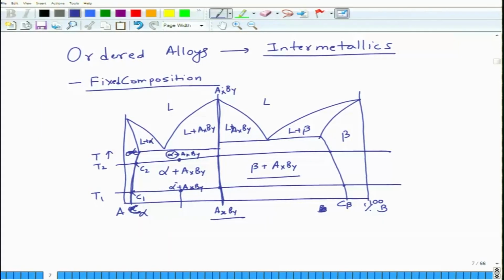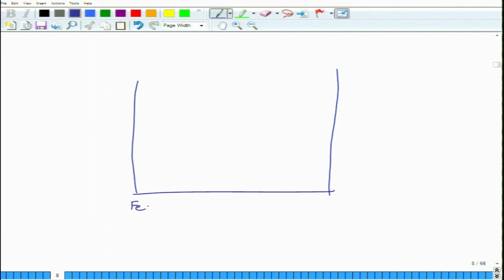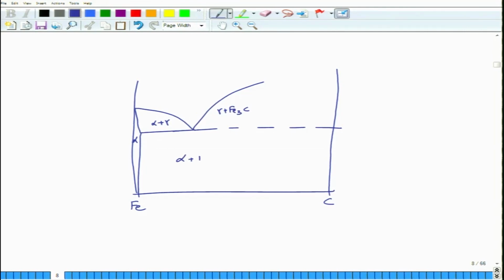So in two-phase alloys, at a composition you will have two phases, one of them may be a line compound. For example, cementite, as we see in steel, is a fixed composition thing. Okay. So steel is a very good example actually. If I draw the phase diagram of steel, this is iron, this is carbon. Steel has a eutectoid reaction. I will only draw the low temperature reaction. So this is alpha, this is alpha plus gamma, this is gamma plus Fe3C, and this is alpha plus Fe3C.